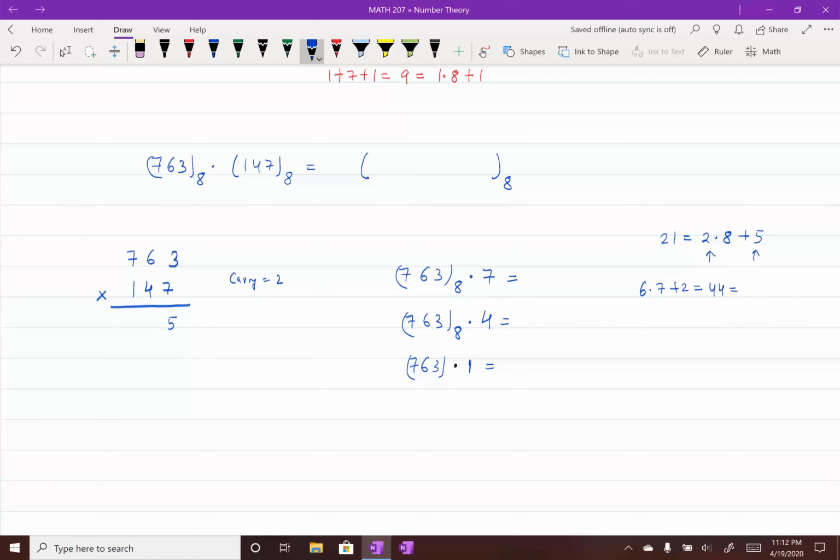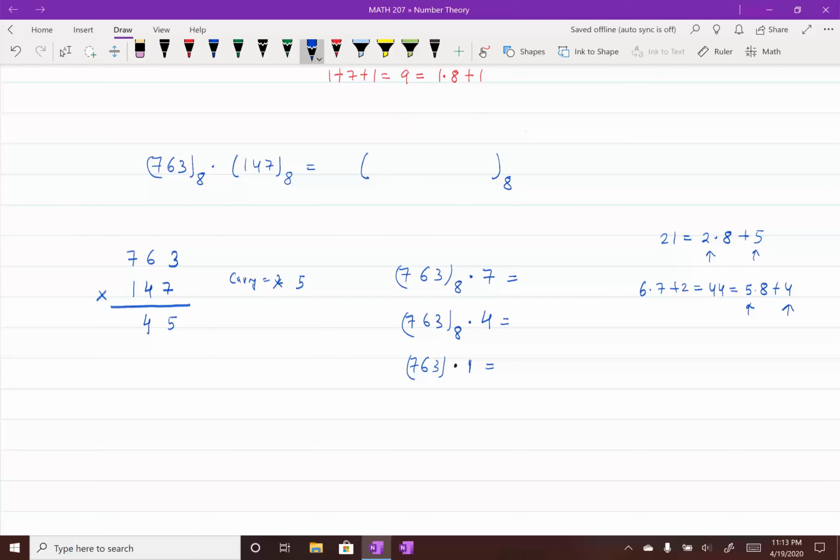44 you can write as 5 times 8 plus 4. So the remainder is 4 here, and the quotient is 5. So you put the remainder 4 here. Now your carry will become 5.